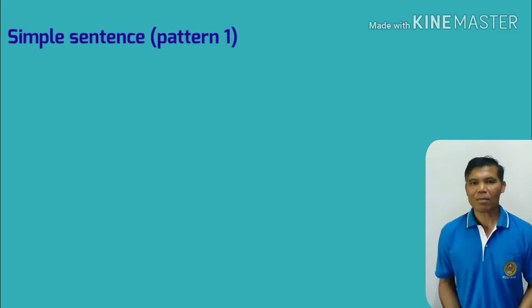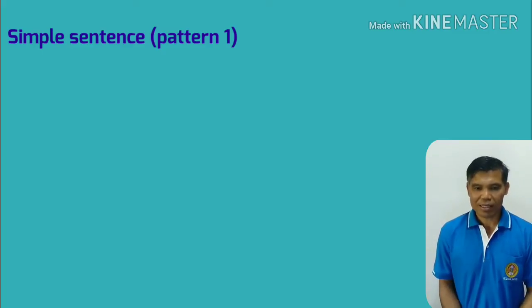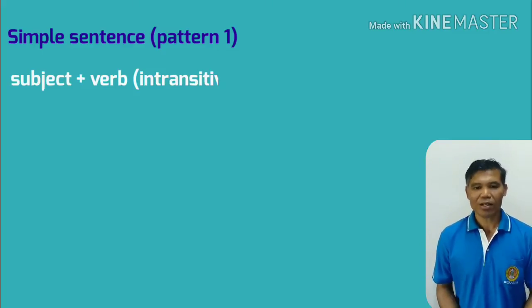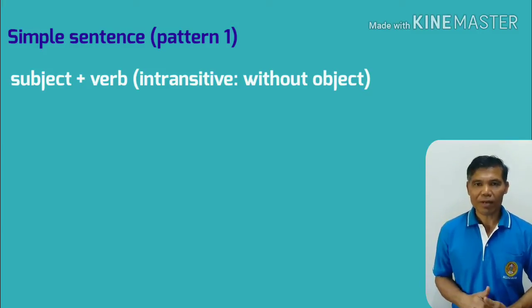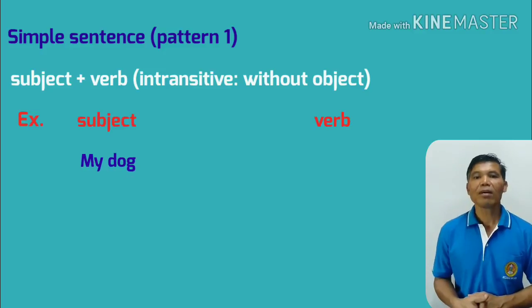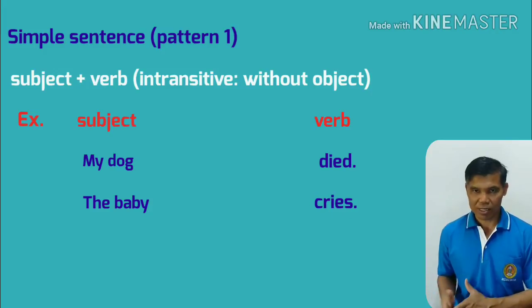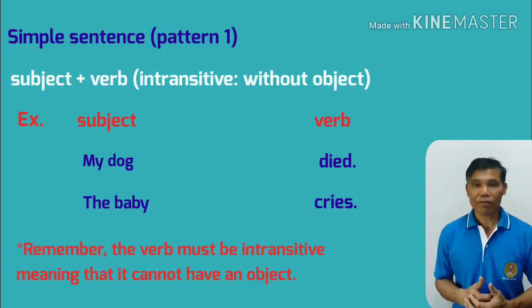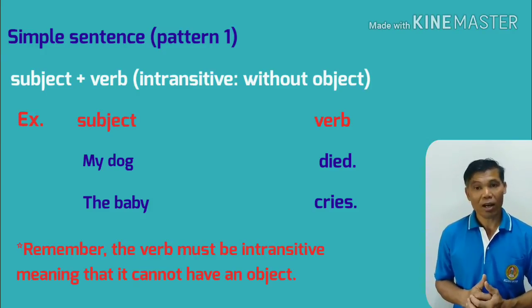Simple sentence, pattern 1. The structure goes like this. You need a subject followed by a verb, and the verb is an intransitive verb. For example, my dog died. The baby cries. Remember, the verb must be an intransitive verb, meaning that it cannot take an object.